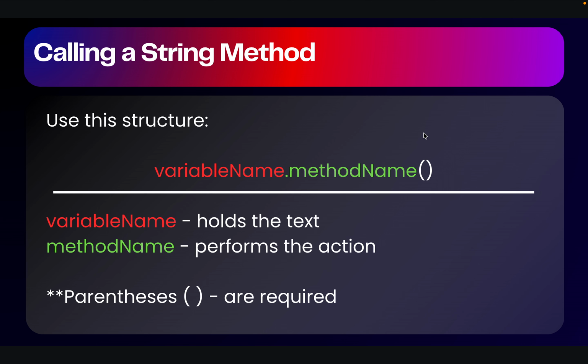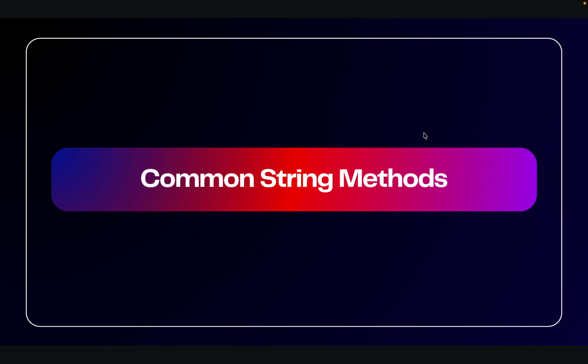But when you do this, it's pretty much saying that this variable can have this action, or this variable needs to perform this action. And it's very important that you always make sure that at the end of that method name the parentheses are used. Because if you forget the parentheses, your code will not run as you expect it to. Now, let's look at some common string methods.